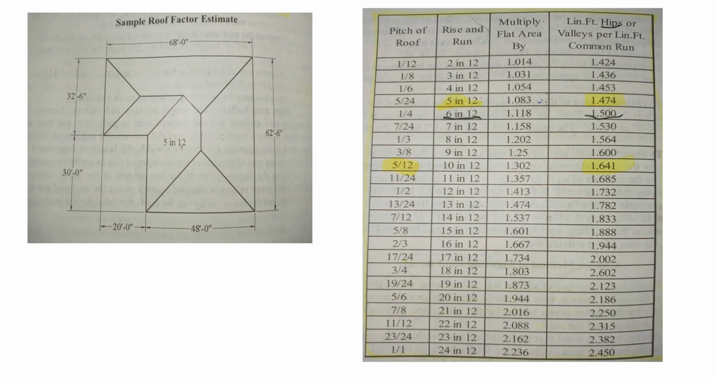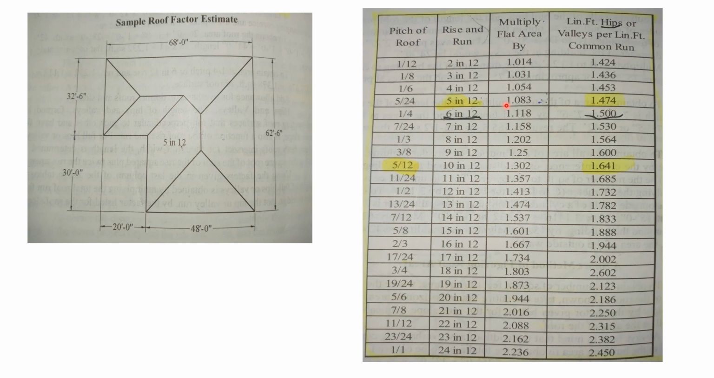Okay, so we're going to get what they call the flat area. Let me get my pointer out here. So this is the flat area. This is when we do our calculation originally, 68 by 62.5, and then we take this little area out here. That's what we call our flat area. Of course, the roof's not flat, right? So it's got a slope of 5 and 12. So we're going to go to this rise and run, and we're going to go down to 5 and 12, and it says multiply your flat area by 1.083. It's really just that simple.